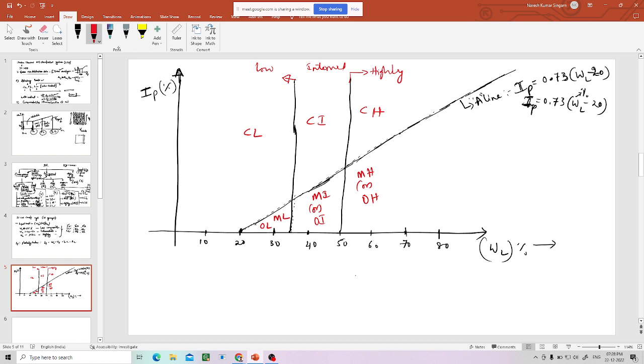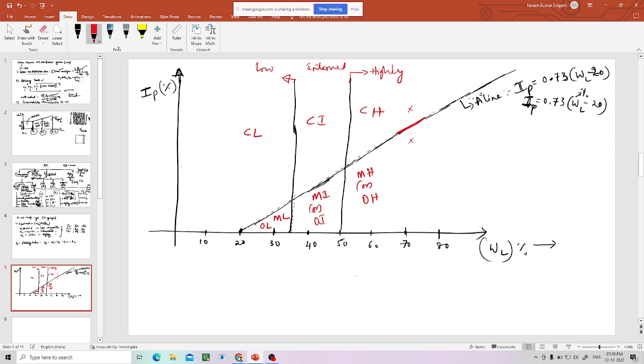Okay, now let us see, what about less than 20%? If it is greater than 20%, this particular line, the A line, can divide into clay and silt. This is silt, and this is clay. The A line can divide. But the A line is starting from only 20. Before 20, the A line does not participate in classifying the soil.